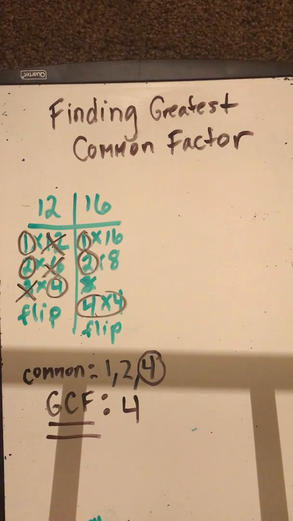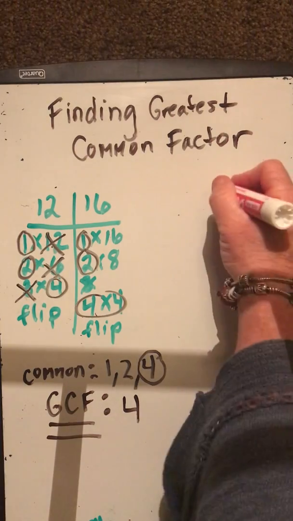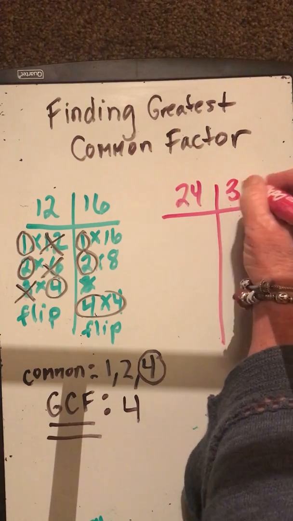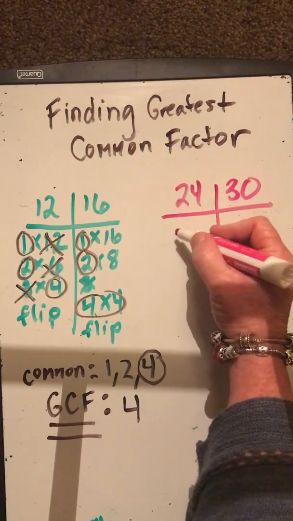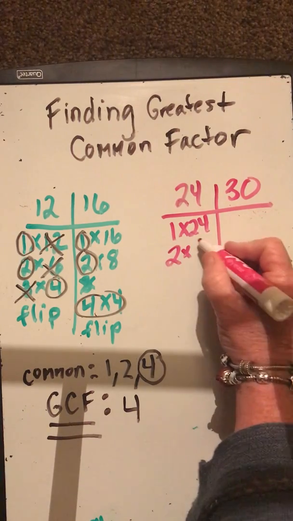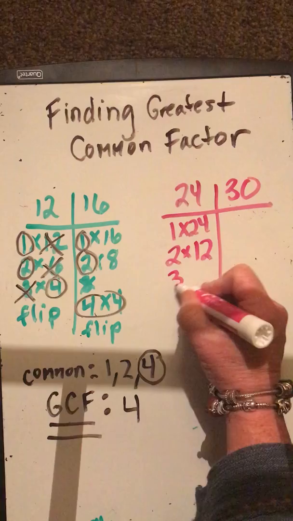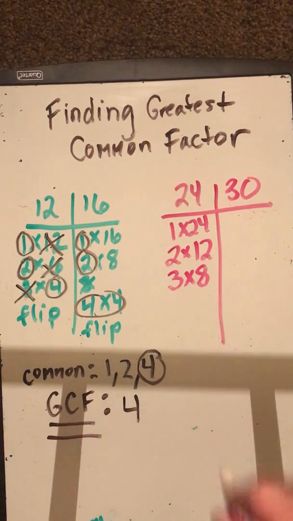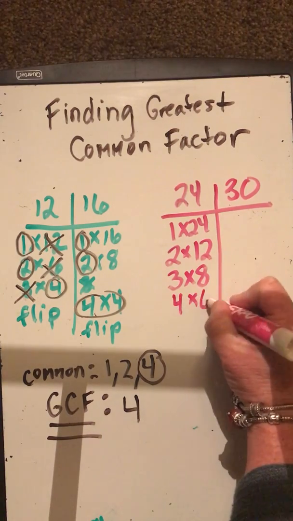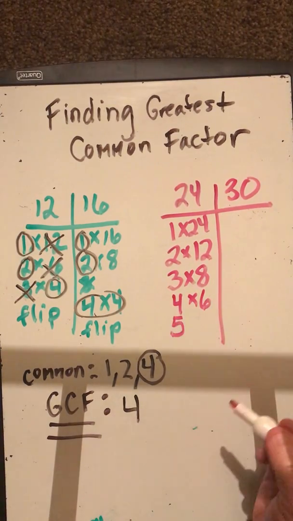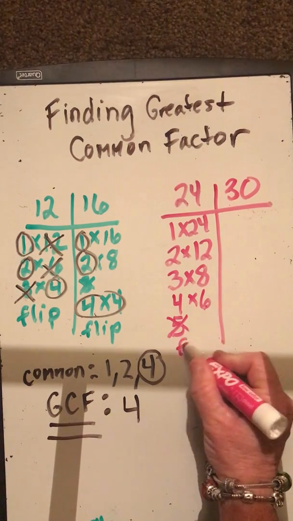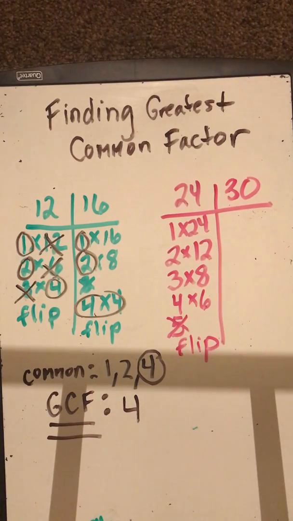We'll do one more example. Let's do it for 24 and 30. So we're going to start listing the factors. We'll do 1 times 24, 2 times 12, 3 times 8, 4 times 6. Can we multiply 5 times anything to get 24? No. And then we're back to 6, which we've already used. So we can write flip and we stop there.